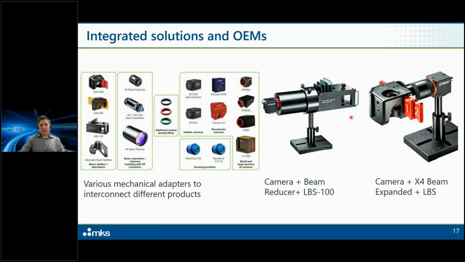Or another example, some LBS 100 beam splitter with replaceable ND filters, but this time it is mounted with the beam reducer to fit a collimated beam to the imager size. In general, most of our products can be interconnected between them using various mechanical adapters that we also provide.